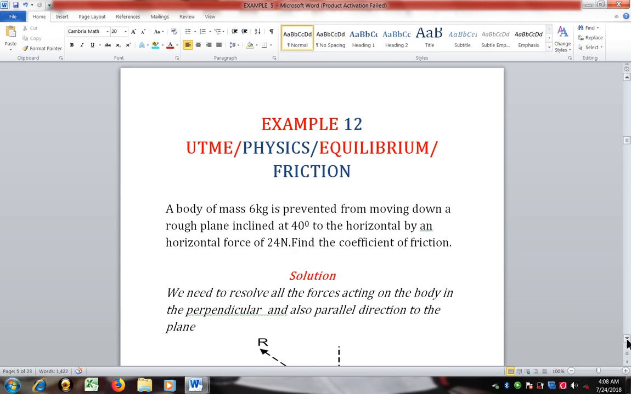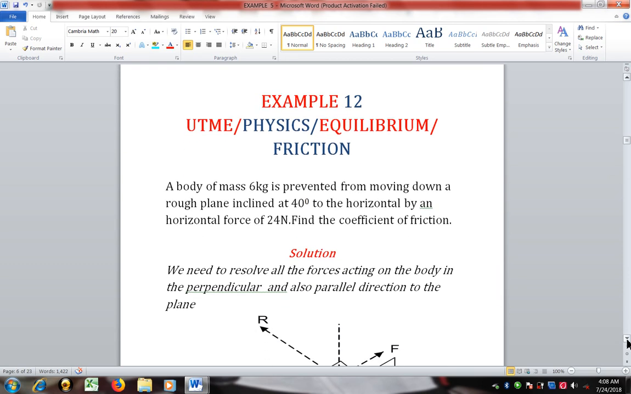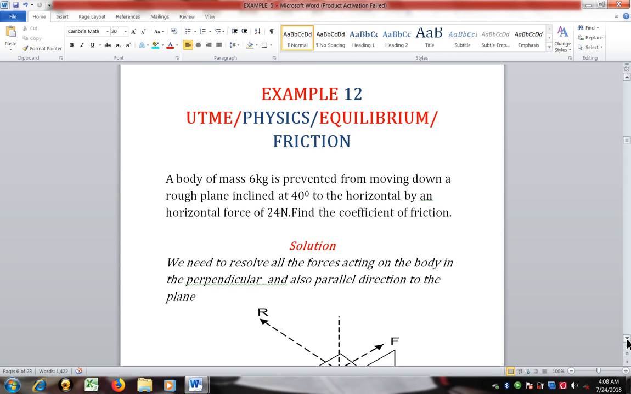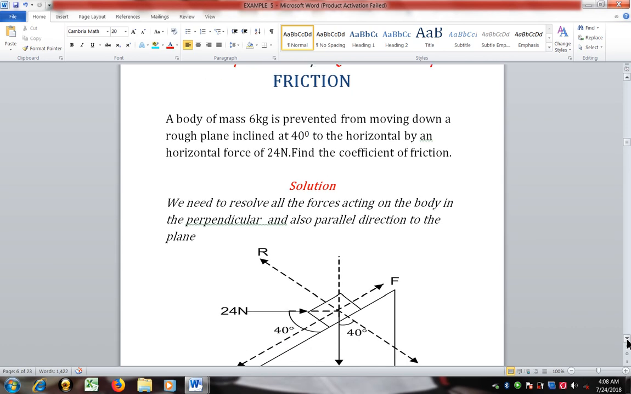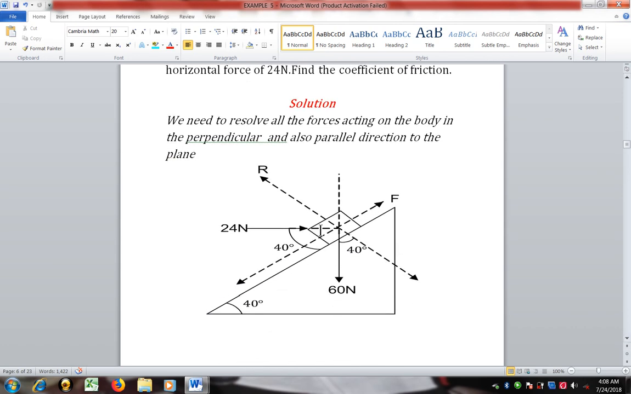To solve this problem, we need to resolve all the forces acting on the body in the perpendicular direction as well as the parallel direction to the plane. Now this is the diagram we have. We have the force due to the weight of the body, which can be resolved perpendicular and parallel to the plane. Also, there is an external force of 24 Newton, which is horizontal. This is exerted on the body to prevent it from sliding down.